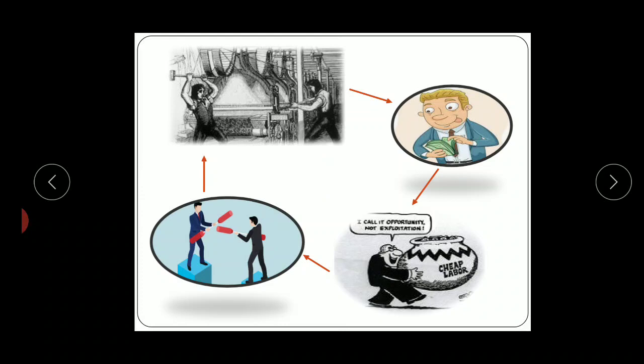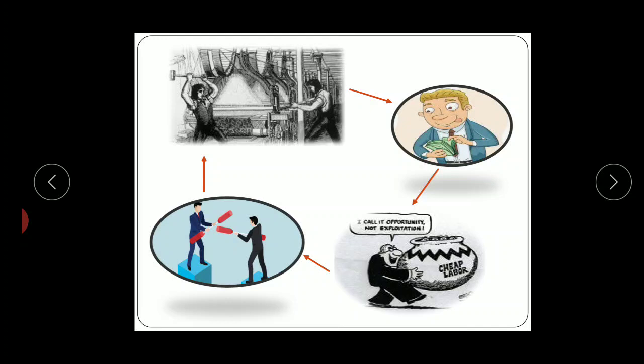Here you can see I have depicted pictures just to make the understanding more clear. In the first picture you can see industrial uprising is happening. In the second picture you can see the owner is counting money. Profit bahut ho gaya bhai. In the third picture, I call it opportunity, not exploitation. Cheap labor, as I have already explained in the previous slide. So cheap labors were available, exploitation happened.